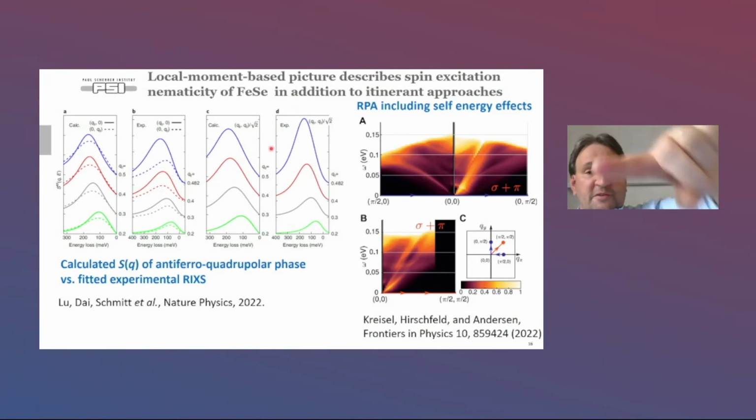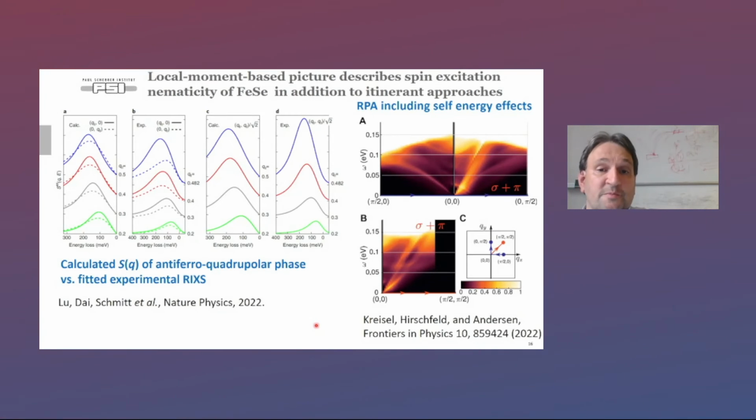You see this in comparison to the right side, where from the literature there is a paper by Kreisel and Andersen in Frontiers of Physics, which came out in parallel with our data. They were simulating the data, which was on arXiv, and they can likewise account for our data, which means that both local and itinerant theory approaches can capture our data.